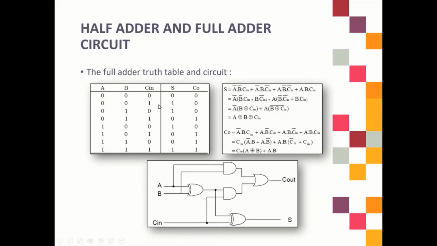And for your output, you have 2, S and CO. The values of S and CO come from the process of addition between the variables. 0 plus 0 plus 0, you will get 0, and your carry is 0. Another example: 0 plus 1 plus 1, so you will get 0, 1. Then 1 plus 1 plus 1, so you will get 1, 1. So you need to add each row to get your S and CO.